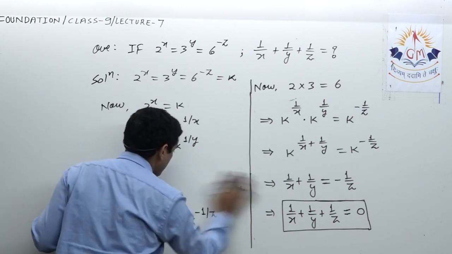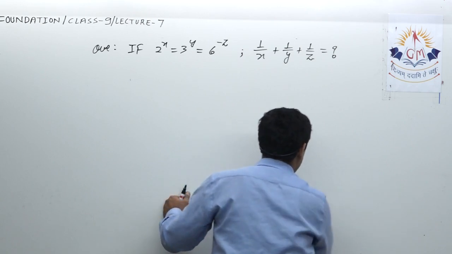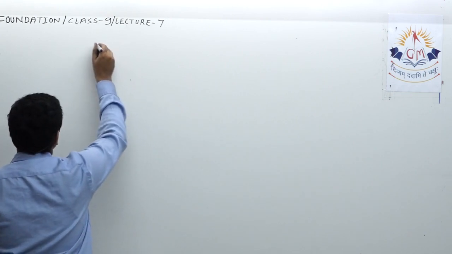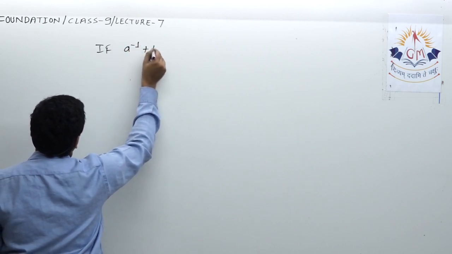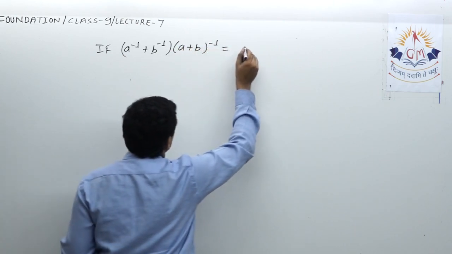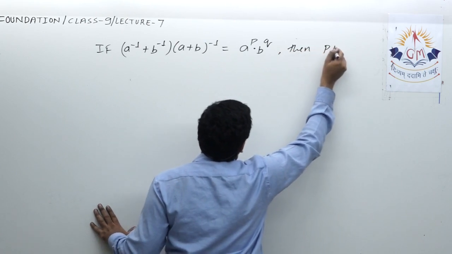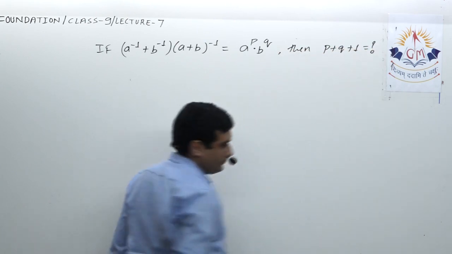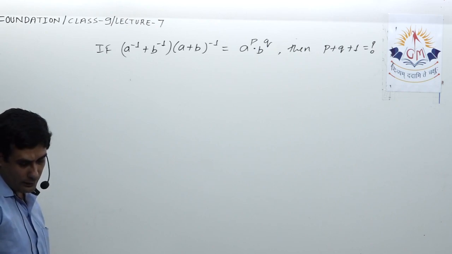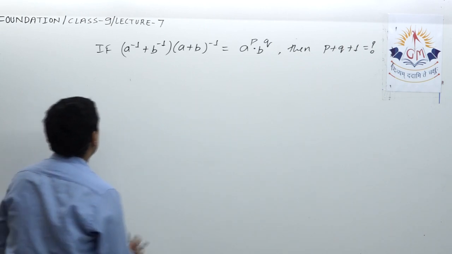Okay, now we'll see the next question. Okay, next question is, if a raised to minus 1 plus b raised to minus 1, into a plus b raised to minus 1 is equal to a raised to p into b raised to q, then find the value of p plus q plus 1. Okay, let us see how to solve this.